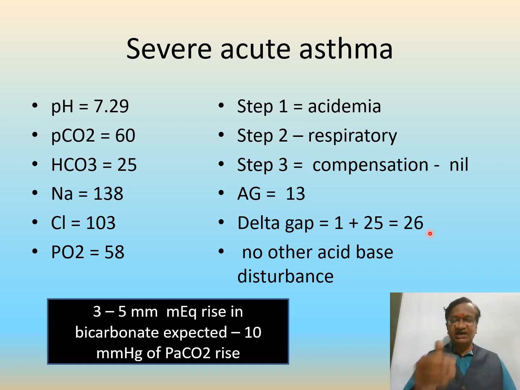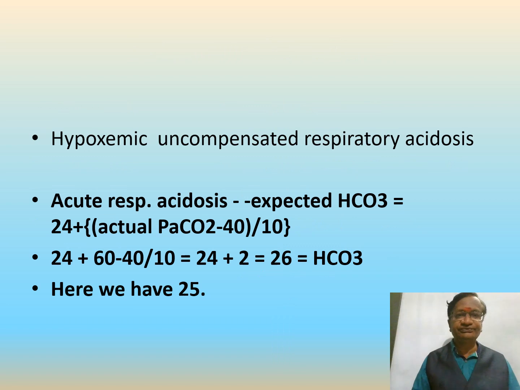We are having a case of acute asthma where the PO2 is only 58. The patient is hypoxic, going for a type 2 respiratory failure and respiratory acidosis. Compensation is adequate. There is no mixed acid-base disturbance because your delta gap is only 26. Hypoxic uncompensated respiratory acidosis because pH is 7.29.